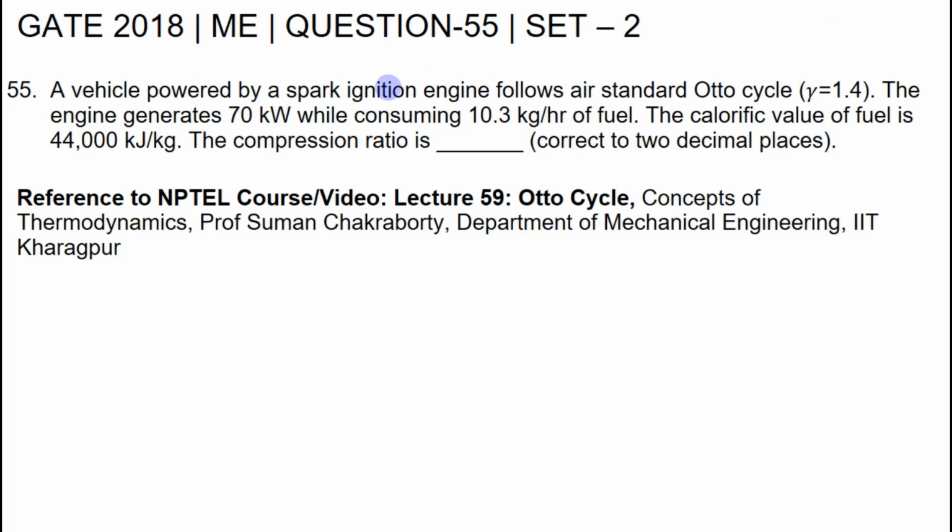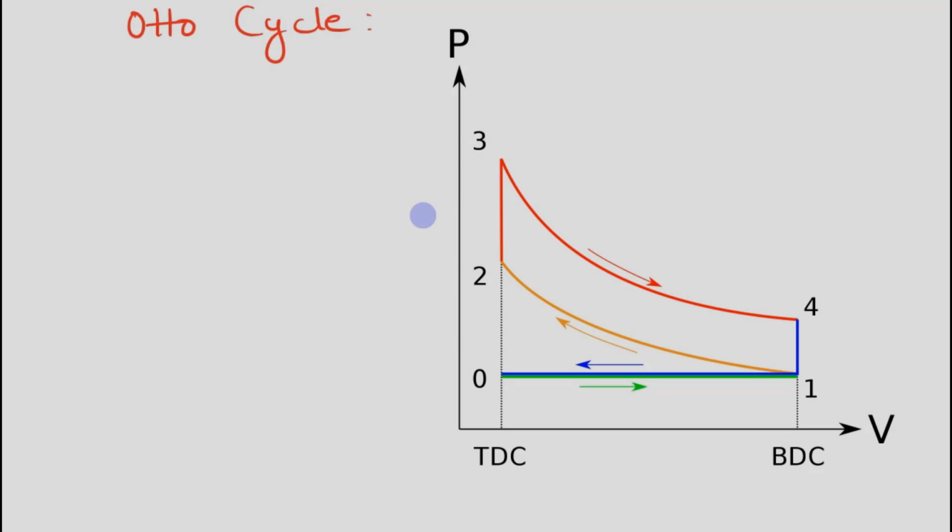A spark ignition engine operates on an Otto cycle, right? Let's see the PV diagram of the Otto cycle. This represents the PV diagram of an Otto cycle. The TDC is the top dead center and BDC is the bottom dead center for the SI engine, that is, the spark ignition engine.